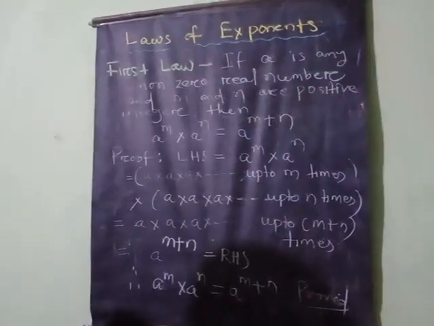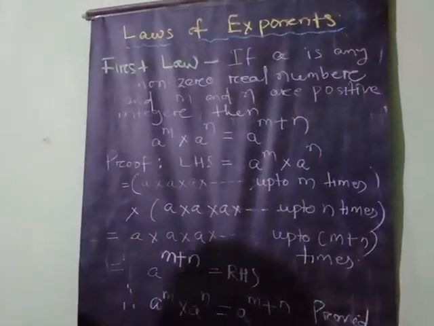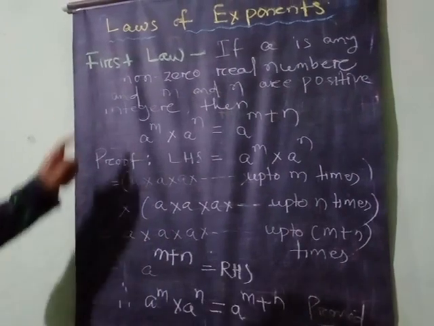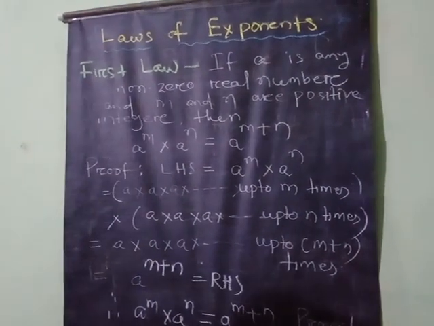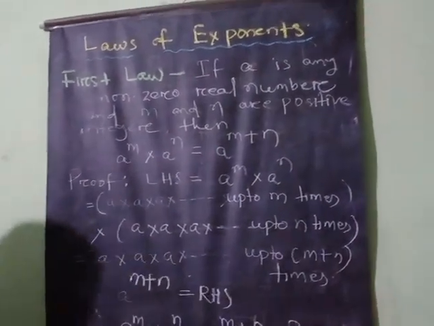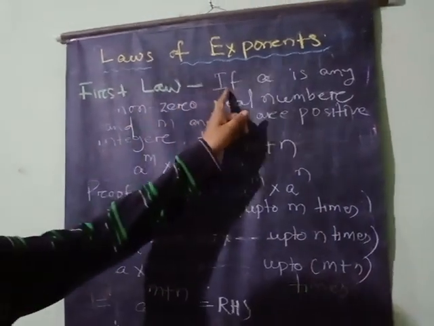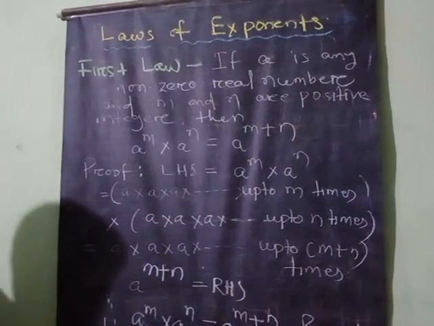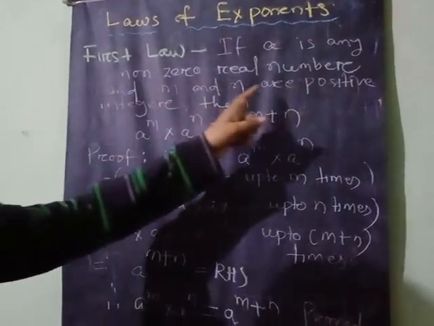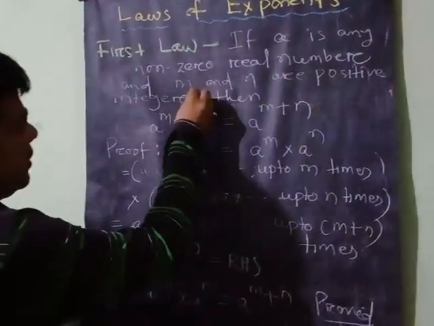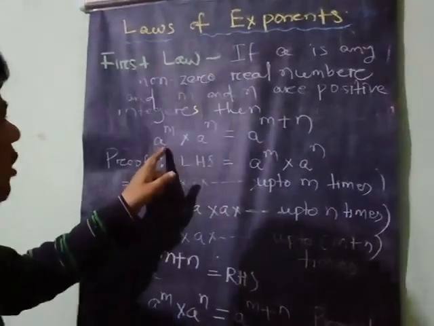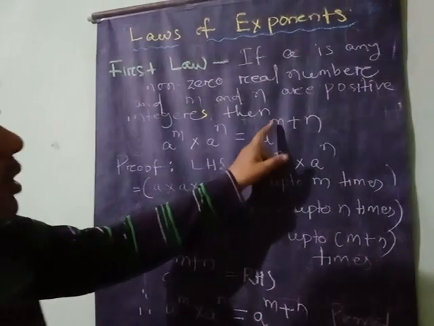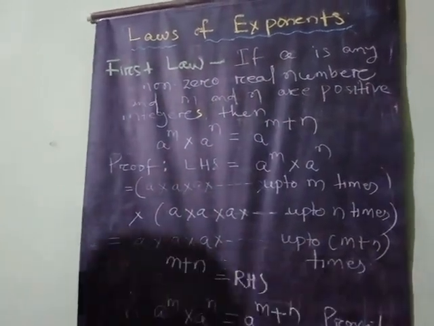In this class, I am going to discuss the laws of exponents. Okay, so I am writing the first law of exponents. The statement: if a is any non-zero real number or any rational number, and m and n are positive integers, then a to the power m into a to the power n is equal to a to the power m plus n. This is the first law of exponents.